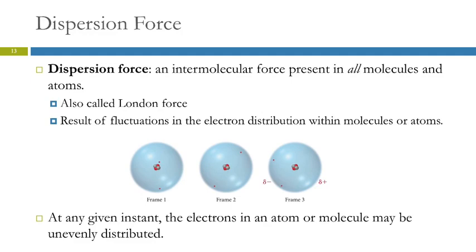Atoms don't normally have a positive side and a negative side, right? It's a sphere. How could that happen? But if the electrons all happen to be on one side, that could happen.